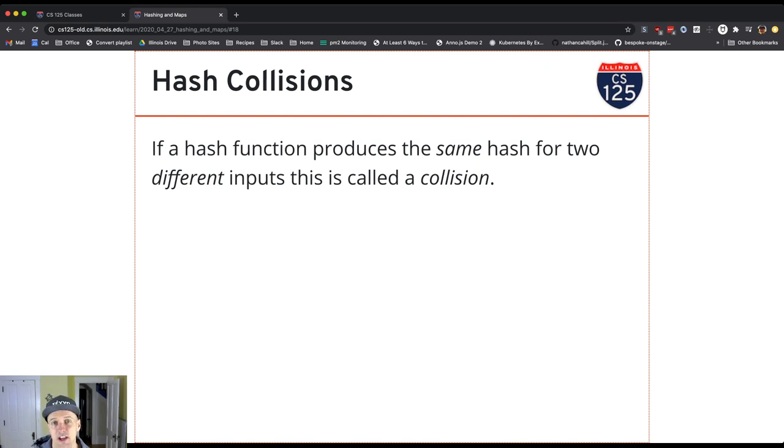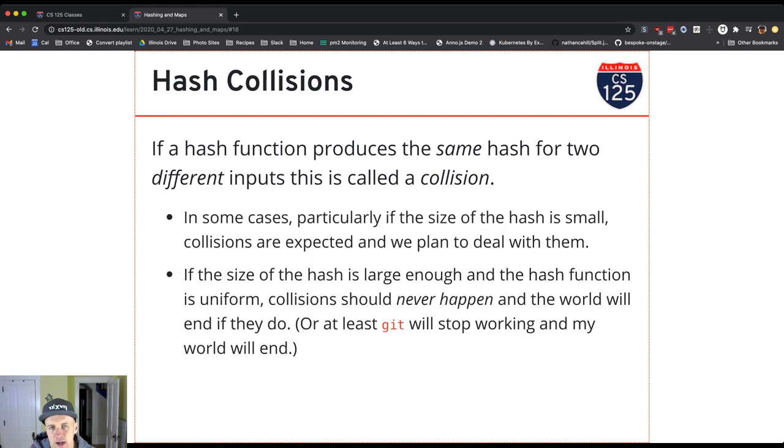And then there are other applications like, for example, Git, which we talked about, that uses hashes to fingerprint content, where hash collisions are a huge problem. And so what we need to do is reckon with how likely they are in certain scenarios, okay? Again, it really depends on the application. If the size of the hash is small, we expect collisions. As the hash gets larger, the collisions should really never happen, and entire systems are predicated on that being true.